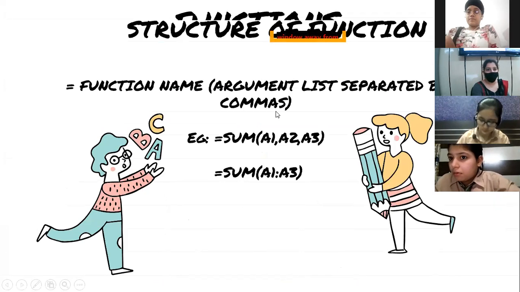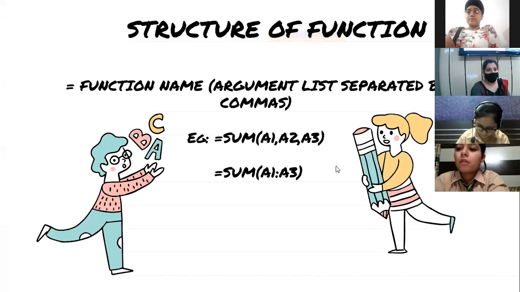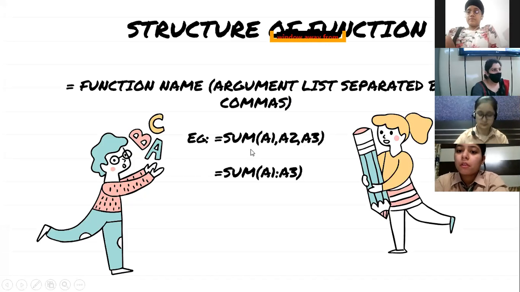So this is the structure. Function name will always start with equal to sign. Equal to, then function name, then the arguments that are being passed to a particular function. For example, =SUM(A1, A2, A3), SUM is the function name here. So these are the three arguments, these are the three cell references जिनकी वैल्यू मैं यहाँ पे रेफर कर रही हूँ. Clear? These are the arguments list in the sum function.